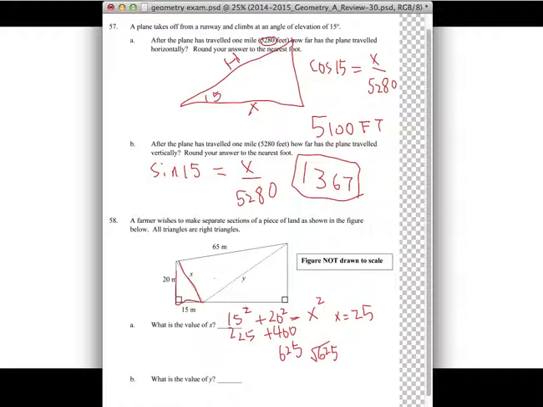Then the value of y is going to be, again, a squared plus b squared equals c squared. And the y is going to be b. So it's going to be 25 squared plus y squared equals 65 squared. Okay. So if you do it, this is 625. And this is a huge number. 4225.